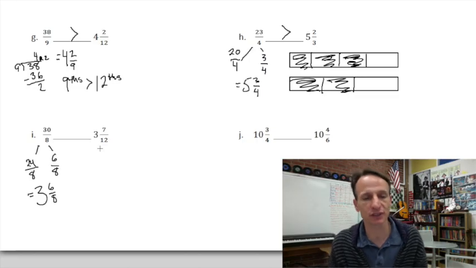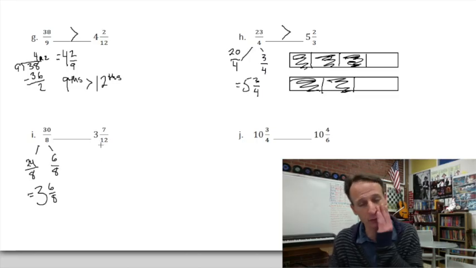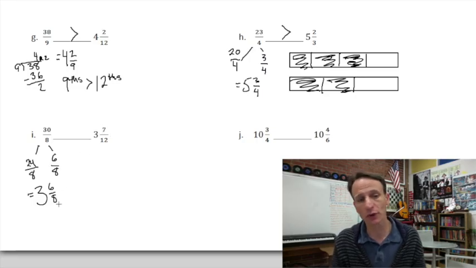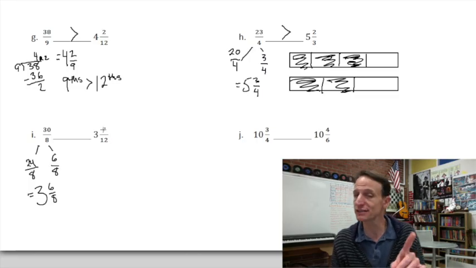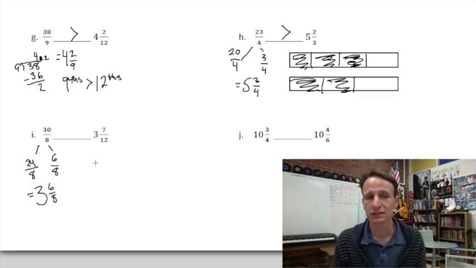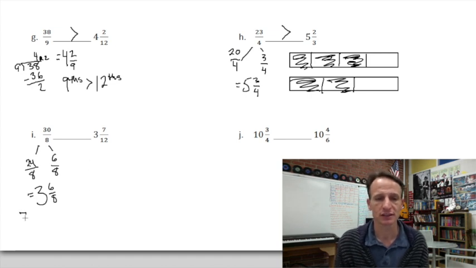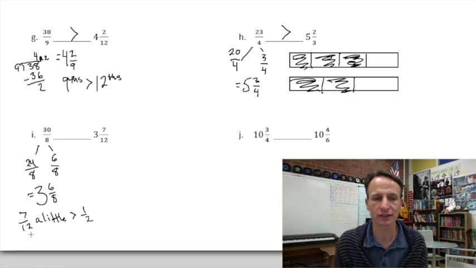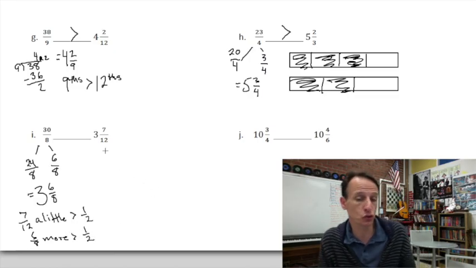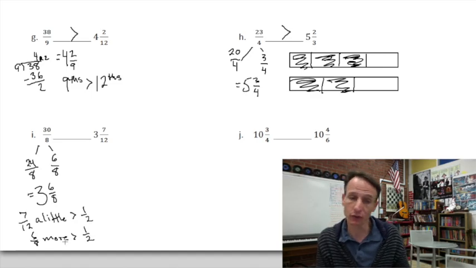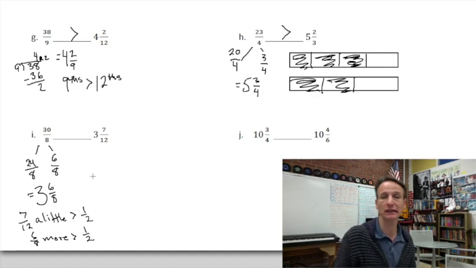Okay, so let's look at this. A couple ways we could do this. We can compare it to the benchmark 1/2. They're both more than a half, right? Because 4/8 is a half and 6/12 is a half. But this is just a 1/12 over a half. So 7/12 is a little more than a half, whereas 6/8 is greater than 1/2 because it's 2/8 more as opposed to 1/12 more. So that is a perfectly logical way of comparing these.